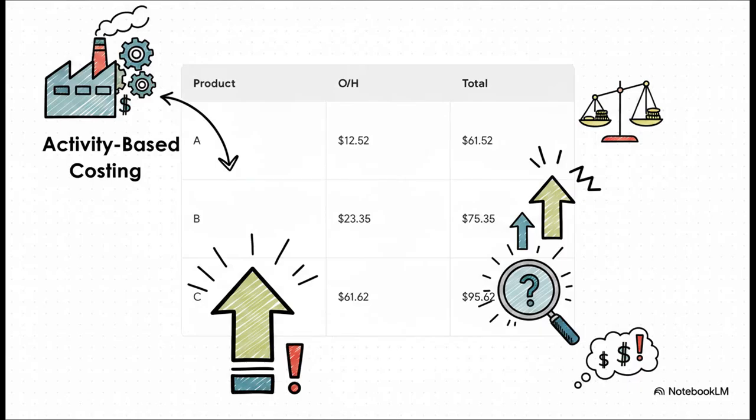When we take those real cost drivers and apply them to an actual product line, the results can be entirely eye-opening. Let's analyze 3 different items, product A, B, and C. After tracing all the costs properly through ABC, product A comes in at a total cost of around $61. Product B sits at around $75. But get this, look at product C. The overhead alone is over $61, pushing its true total cost to nearly $96.